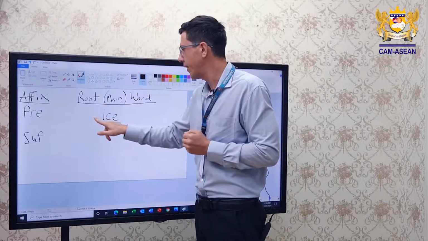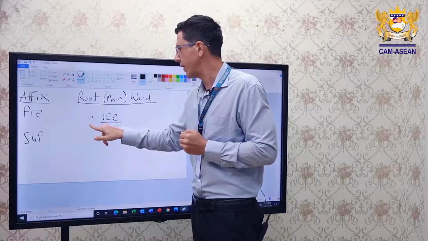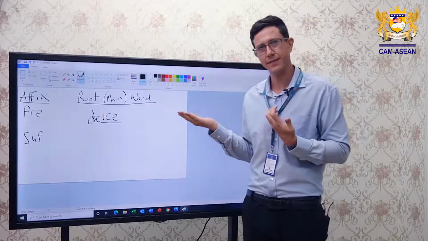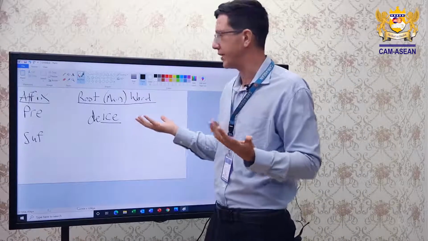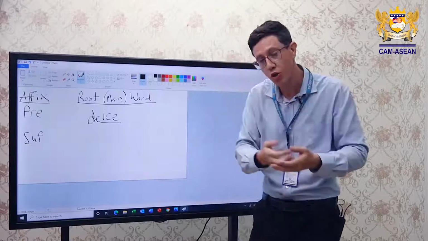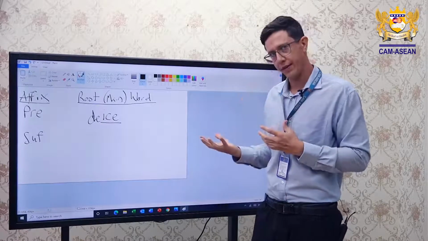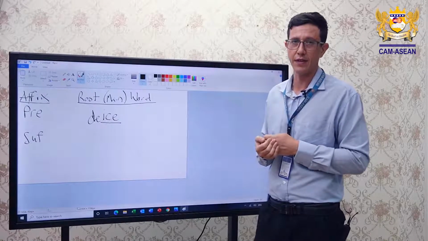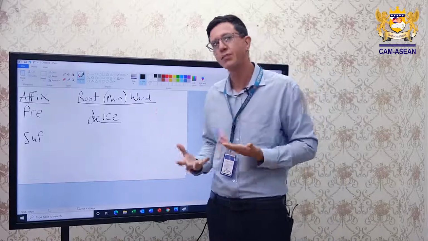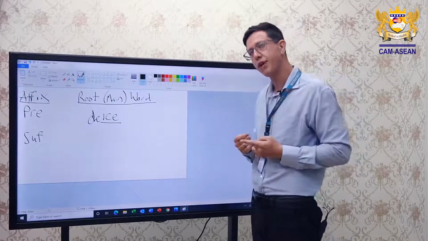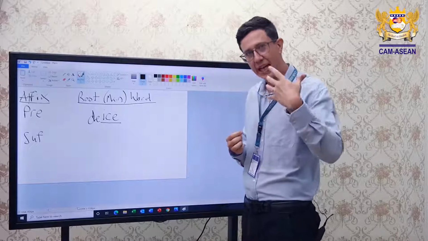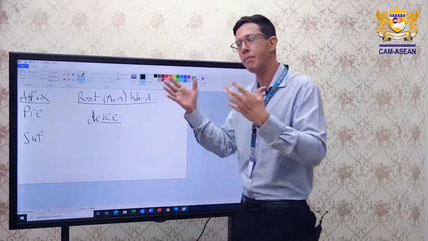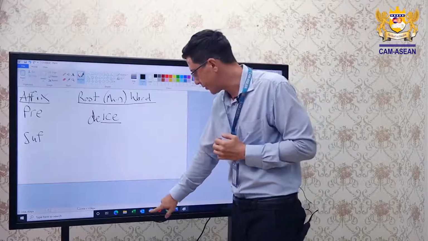I have a root word and I want to change the meaning. So de, because I want to remove ice. So de-ice. Now, there are a lot of examples, and it doesn't have to be de, it just depends on what you're trying to say. There are a lot of prefixes and a lot of suffixes. And you have to start to understand what these prefixes mean, because if you know what the prefix means, it does a lot. You can guess the meaning of the word. So we have a root word, and then I modify that. Let's take a look at some examples.